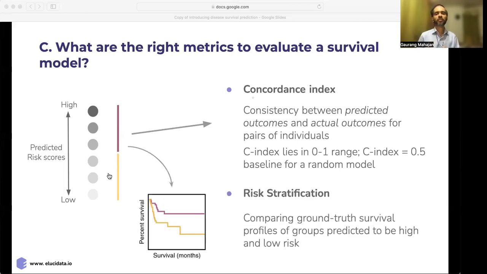Another related metric is based on dividing this ranked list into two predicted groups, a high-risk group and a low-risk group, and comparing their true ground truth survival profiles. If the model makes sensible predictions, then these stratified groups, as they're called, should separate out clearly, that is, show distinct survival courses. So there are measures like hazard ratio and log rank test statistic to quantify these differences, and better models are associated with wider statistically significant differences in survival.